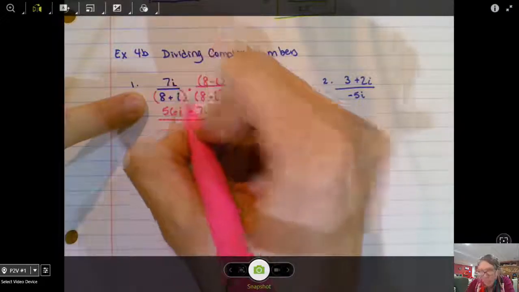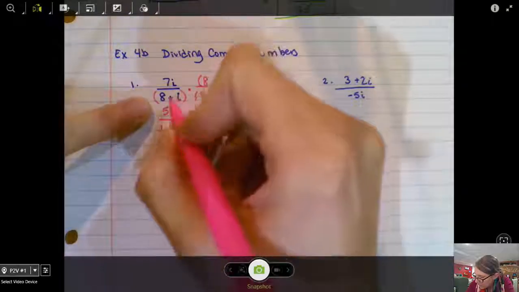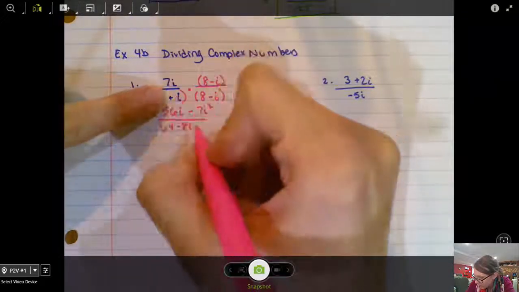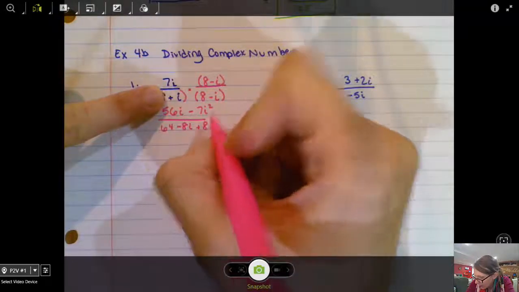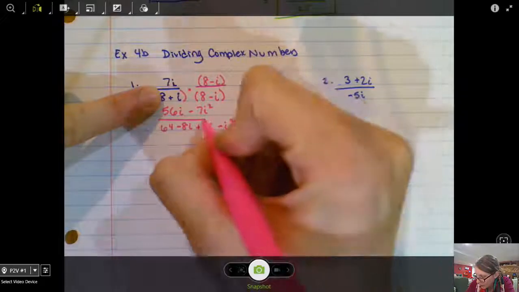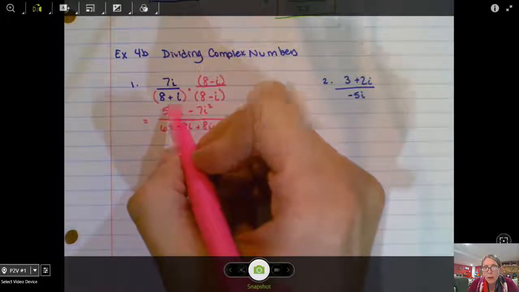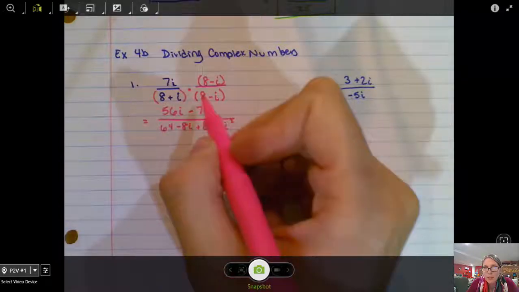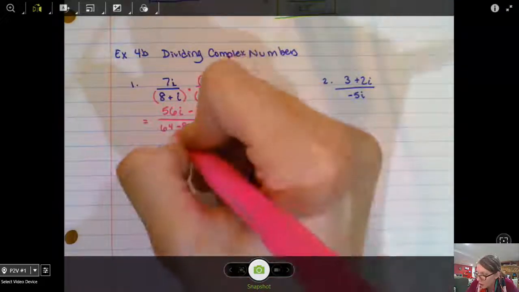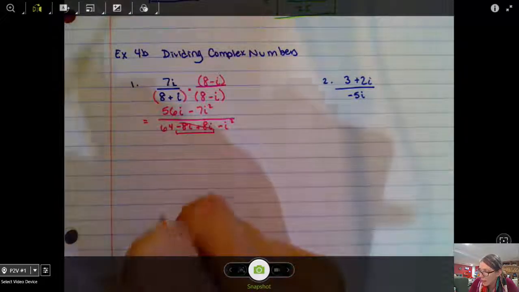And then I have to FOIL the denominator here. So 8 times 8 is 64. Outside is minus 8i. Inside's plus 8i. And then i times negative i squared. So again, the fact that my two binomials, my complex numbers, are the same thing but opposite signs, makes it so right here, my negative 8i and positive 8i cancel out.